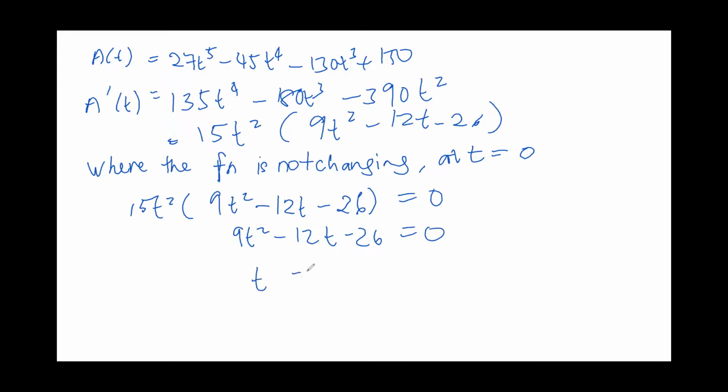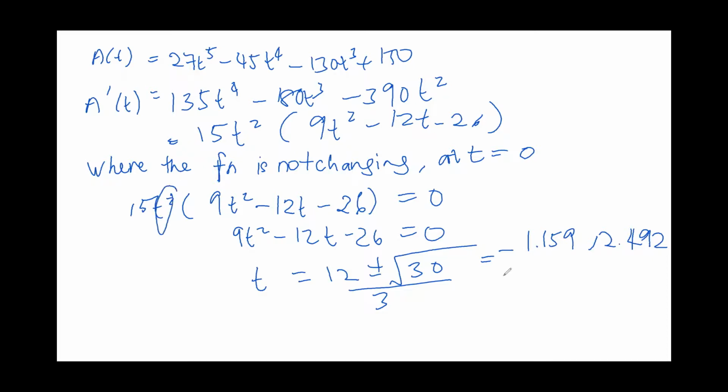Buat, you will get t is equals to 12 plus minus 30 over 3 yang akan dapat negative 1.159 dan 2.494. Guna calculator lah, awak kena dapat jawapan ni macam ni. Use your calculator to get this answer. Okay. Tapi jangan lupa another t is also equals to 0 lah, sebab kat sini ni t is equals to 0 juga.